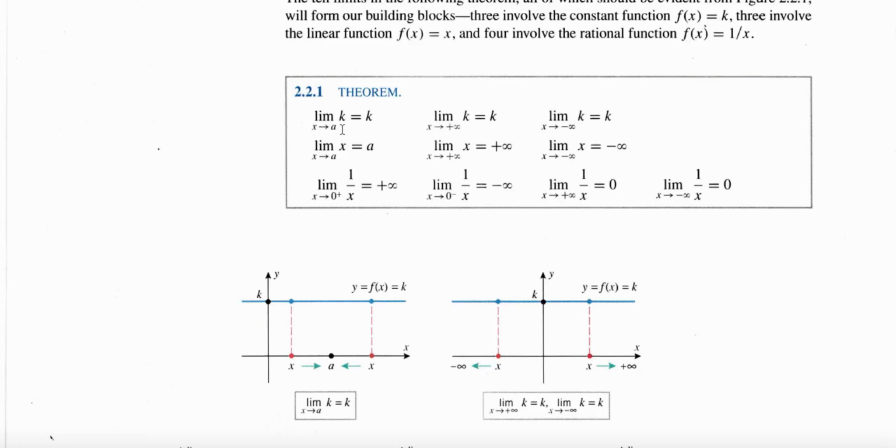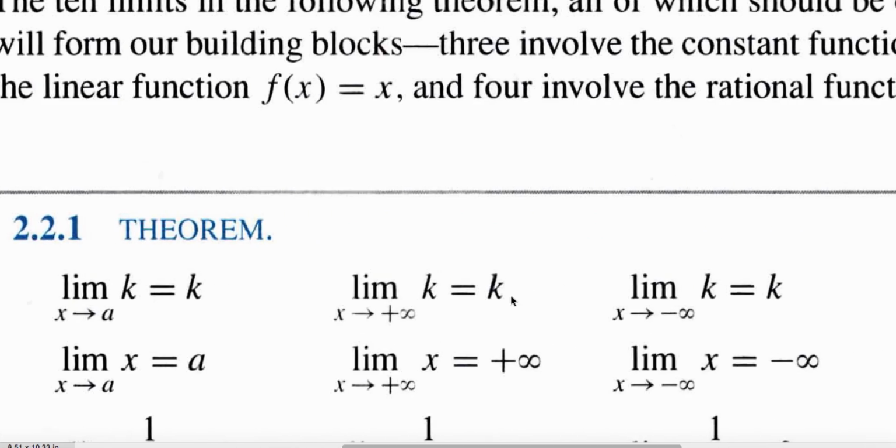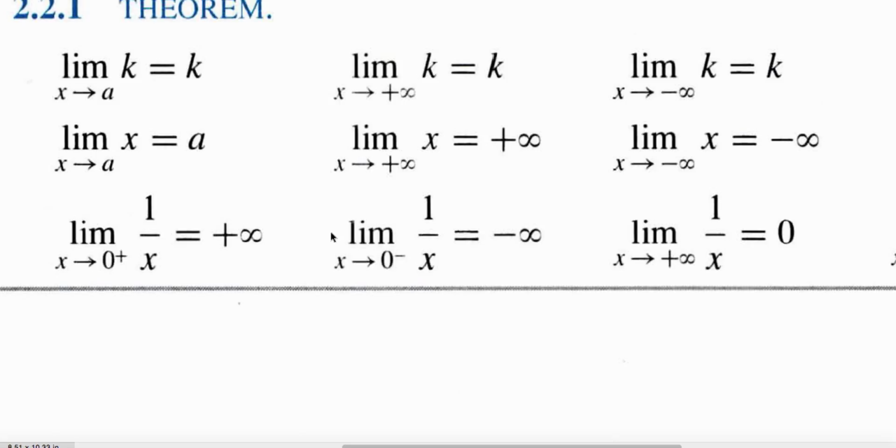The limit as x goes to a of a constant is equal to a constant. So if a function is a straight horizontal line, if it doesn't change, then the limit of a constant is equal to a constant, regardless of whether x is approaching a specific point called a, or if it's going to positive or negative infinity. I'm going to go ahead and zoom in on these. Hopefully you can see them a little bit better. So the limit of a constant is a constant.